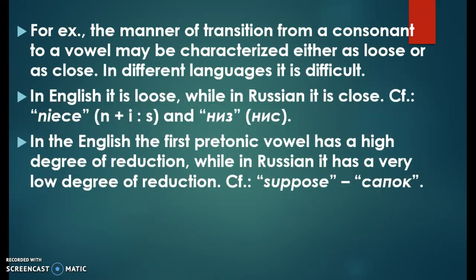For example, the manner of the transition from a consonant to a vowel may be characterized either as loose or as close. In different languages it is different. In English it is loose, while in Russian it is close. In English, the first pretonic vowel has a high degree of reduction, while in Russian it has a very low degree of reduction. For example, suppose, sapok.